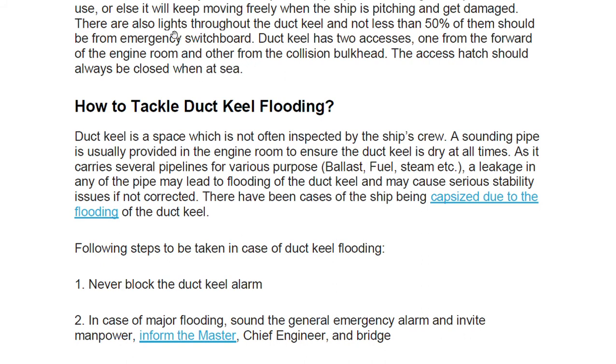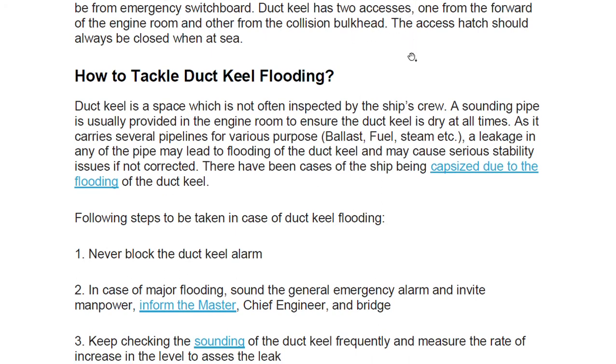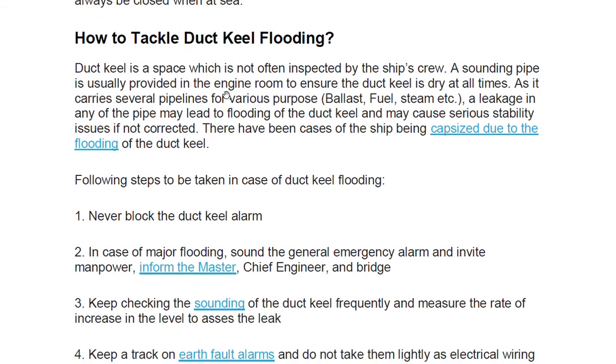So these lights are provided from the emergency switchboard, and 50% of lighting has to be. So these are requirements of SOLAS, you can say. The duct keel has two accesses, one from the forward of the engine room and another from the collision bulkhead. So there are two accesses. The access hatch should always be closed when at sea. So access has not to be open.